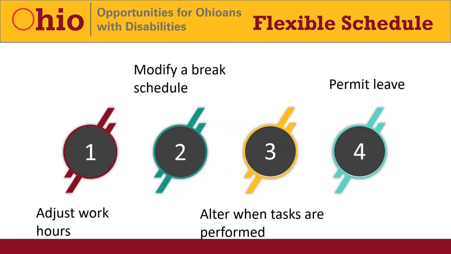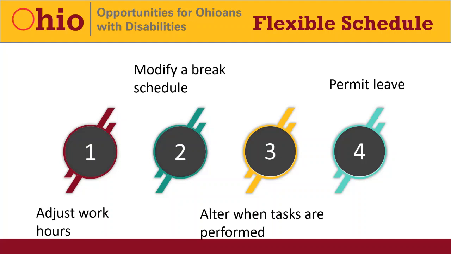The first example is for modifying a break schedule. In this example, an employee with HIV infection must take medication on a strict schedule. The medication causes extreme nausea about 1 hour after it's taken and lasts about 45 minutes. The employer provided a reasonable accommodation in the form of modifying the employee's break schedule and permitted the employee to take a daily 45-minute break when the nausea occurs.